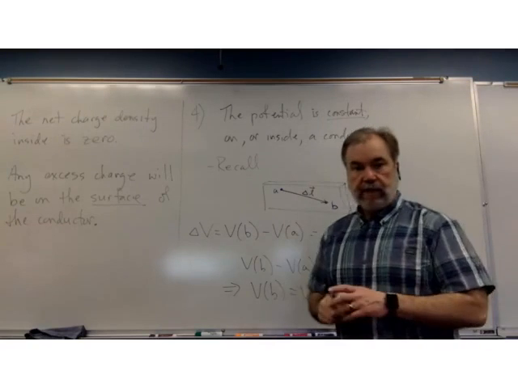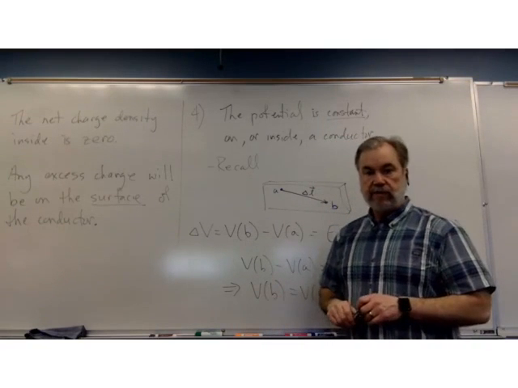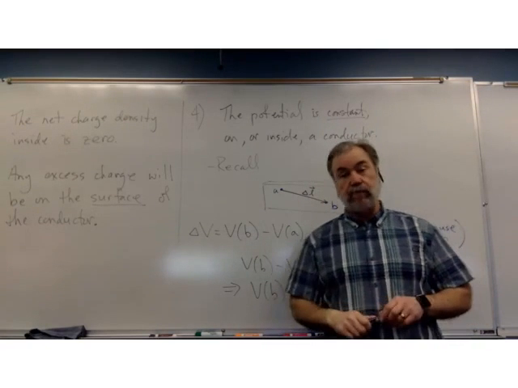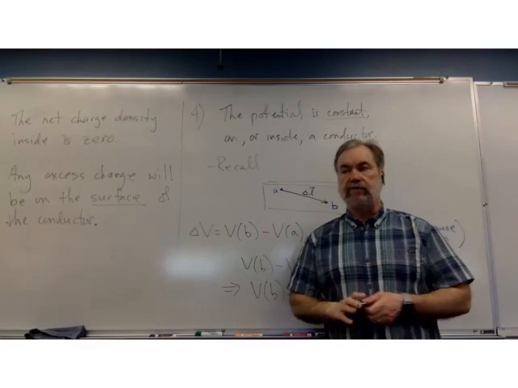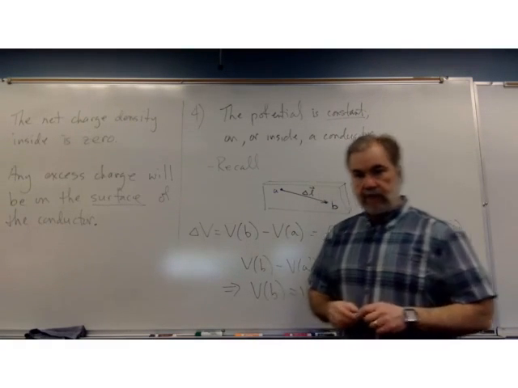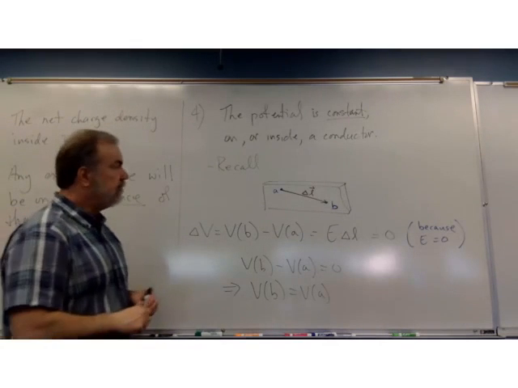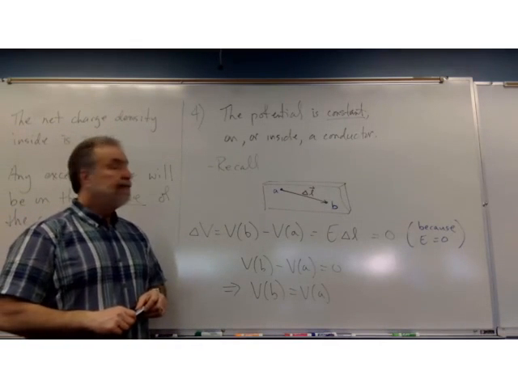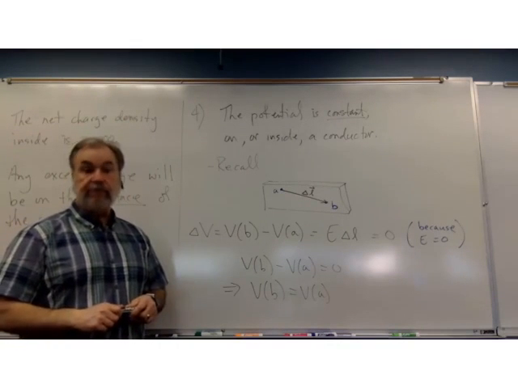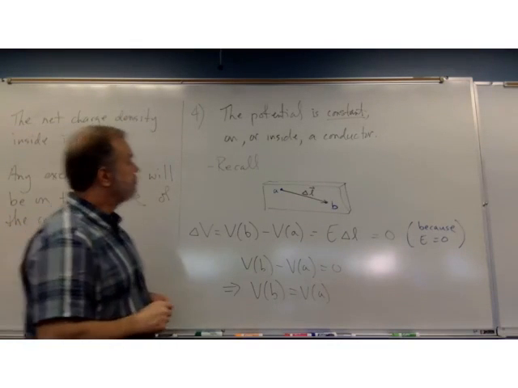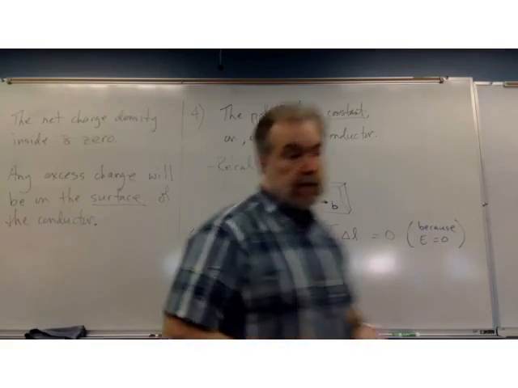The argument for the electric potential being constant on the surface is a little more involved, and to really make the argument, it actually requires some calculus, and I think that we'll skip lightly over that. So I'm going to ask you to simply take my word for it that the potential is constant on the surface as well. Okay. All right.